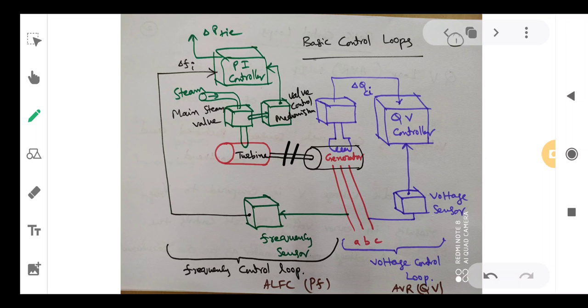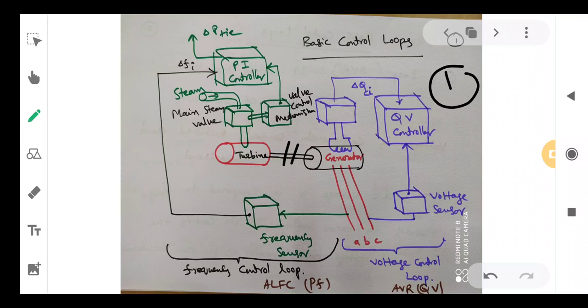Delta Q is given to the excitation system. So this delta Q will change the excitation settings, so that it will control the voltage. Why? Because Q and V both are strongly related. We will establish that relation later. So this is the AVR loop. The very first one is the AVR loop.